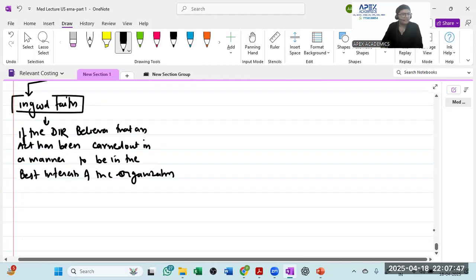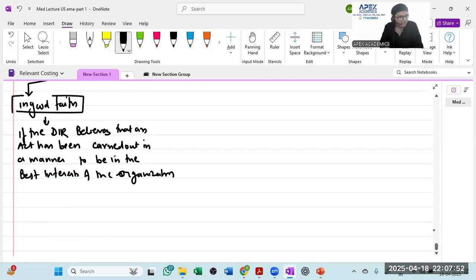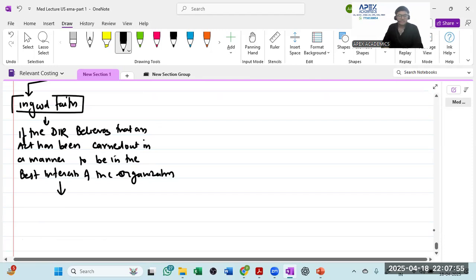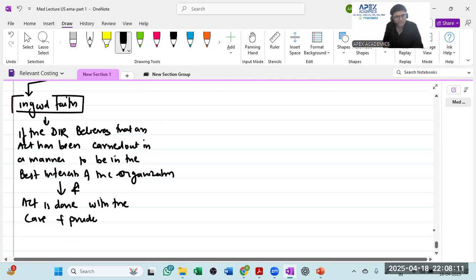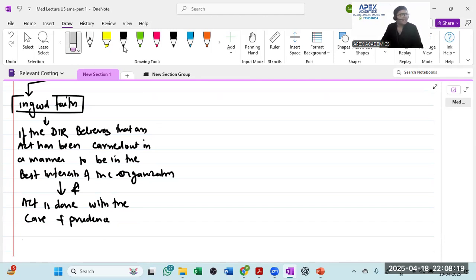So if the director believes that an act has been carried out in a manner that it will be in the best interest of the organization, and this act is done with the care and prudence of an ordinary person. Is done with what? Is done with care and prudence. Prudence means in an economical way. Is done in a good way, in an economically friendly way.